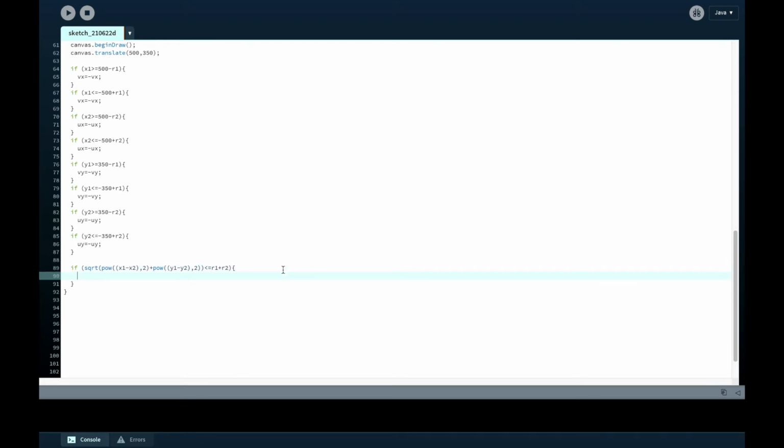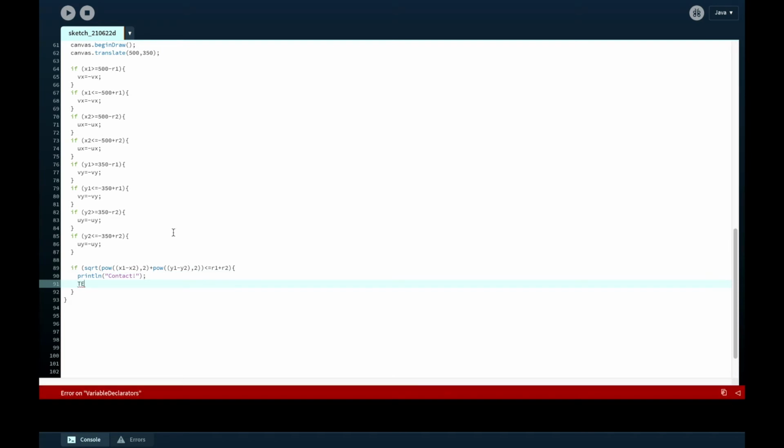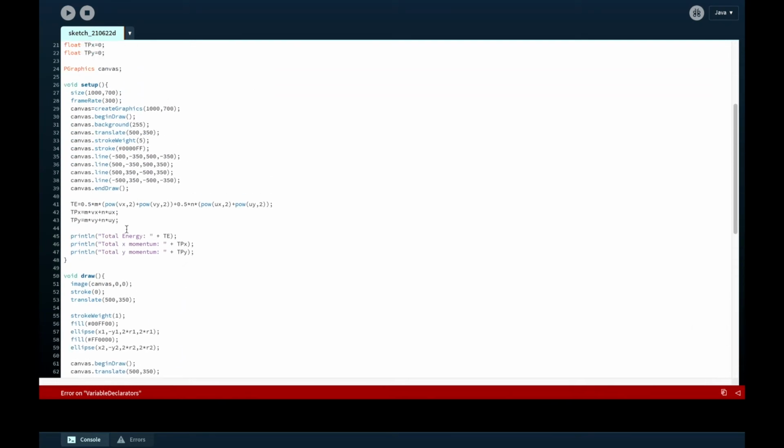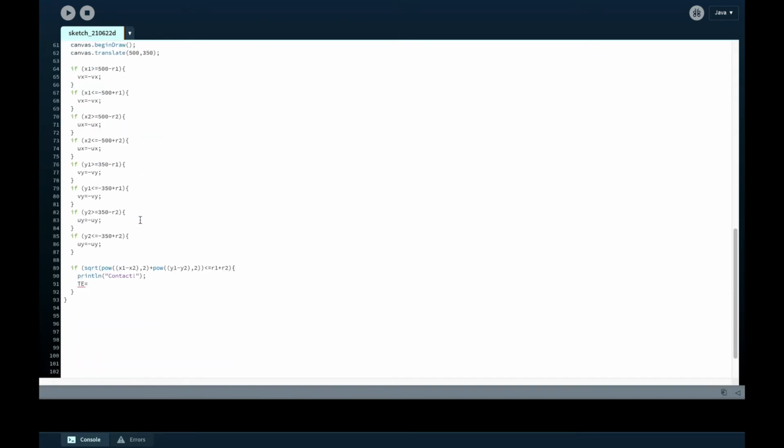So we could tell this to print contact. So I'm going to print contact has occurred. And then after this contact, I want to check whether the conservation laws have been met. So I'm going to have to define the total energy once more. The equation for that is here. I've done it before, so I'm going to use the same thing again.